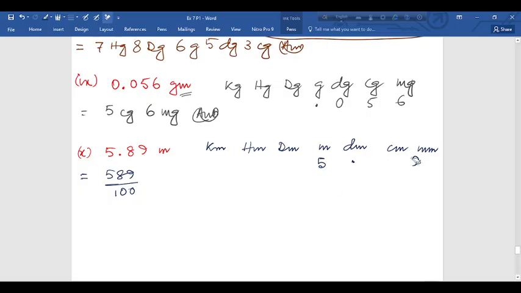Sorry, 8 should be here and 9, because already the decimal is here. That means it is only for explanation purpose. Now your answer is 5 meter, 8 decimeter, and 9 centimeter. Okay.